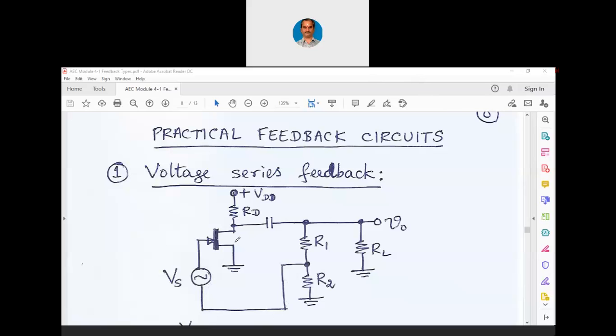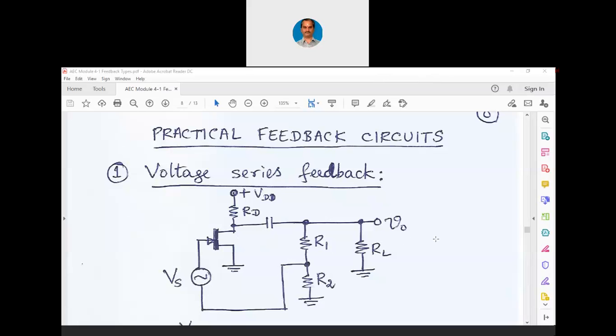Let us see. When this input signal is rising, the output signal is going to fall, right? Now, a small percentage of that output signal itself is taken across R2. That means the feedback signal is out of phase with the input signal. That means this is basically a negative feedback. The input signal's amplitude is going to be reduced by the application of the feedback signal. So this way it is a negative feedback circuit.